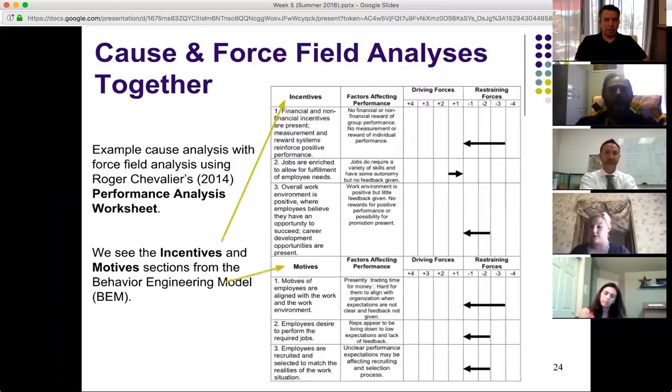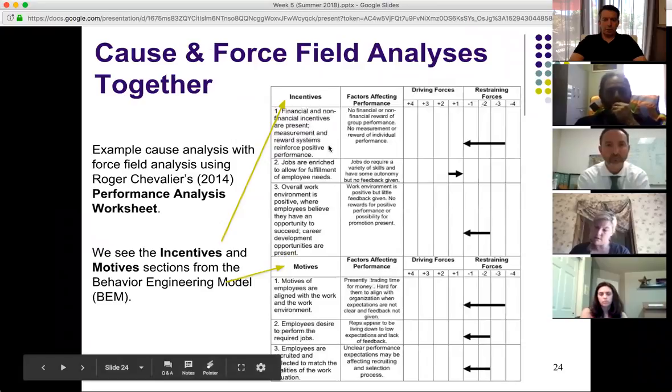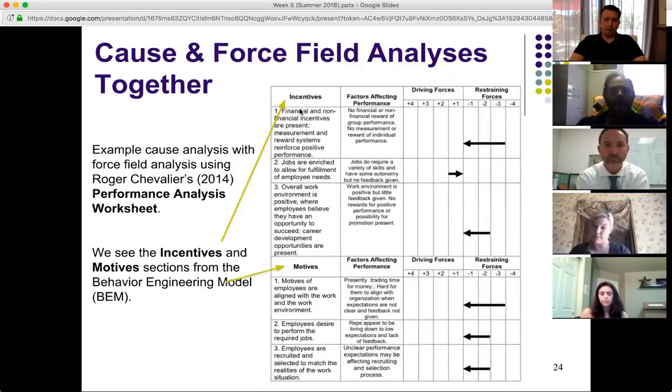So here's what it looks like when you have it filled out. Now, on the worksheets there is some verbiage in these boxes, but then over here you would fill out your own. So it might say financial and non-financial incentives are present. So this would be all filled out, but then over here you would write in what you found, the factors affecting performance. And then you would draw in your arrow for that section.